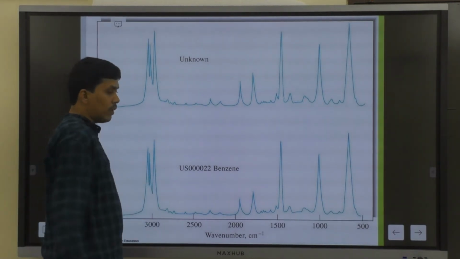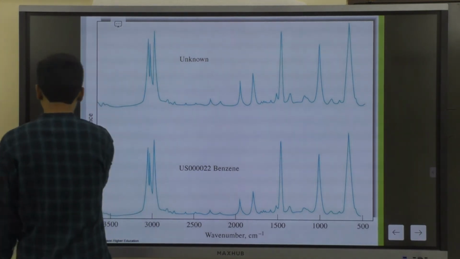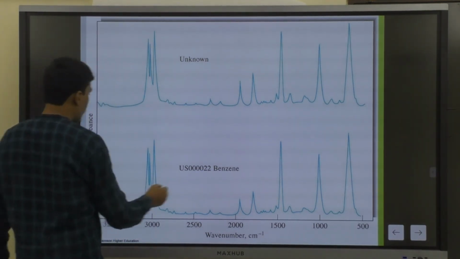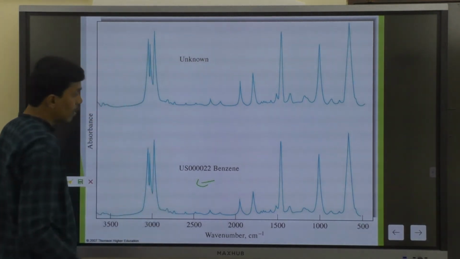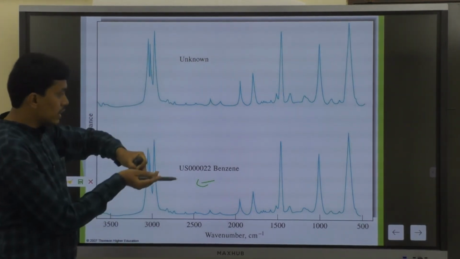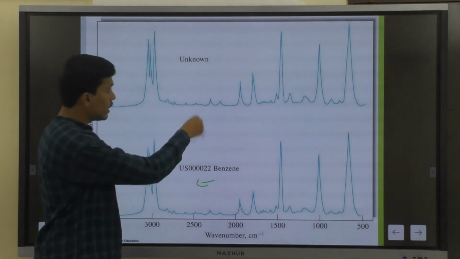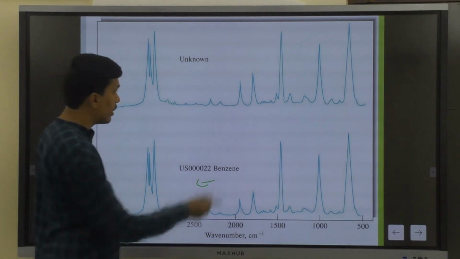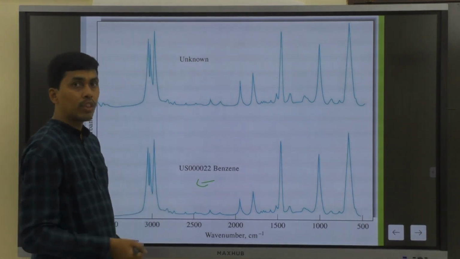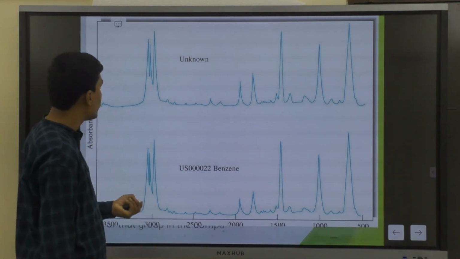You can also identify the substance. You can see this is the benzene spectrum, and this is the unknown spectrum. If you match the two spectra under the same conditions, taking the reference compound and the unknown compound, and the spectra match, then the compounds are probably the same. Like this, you can easily find out.